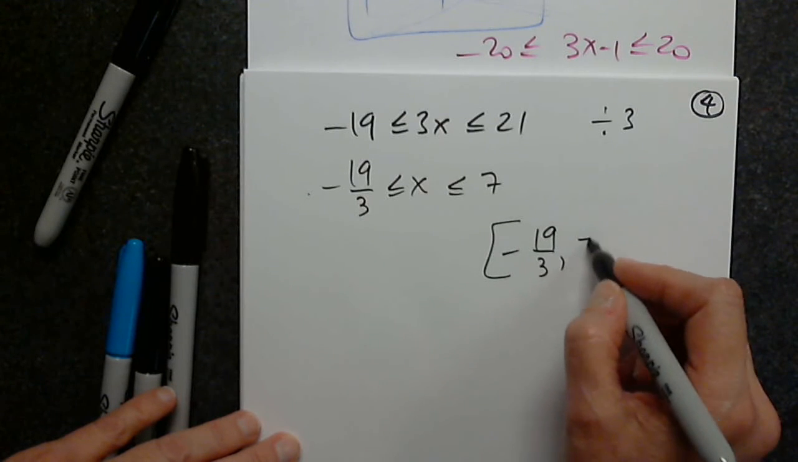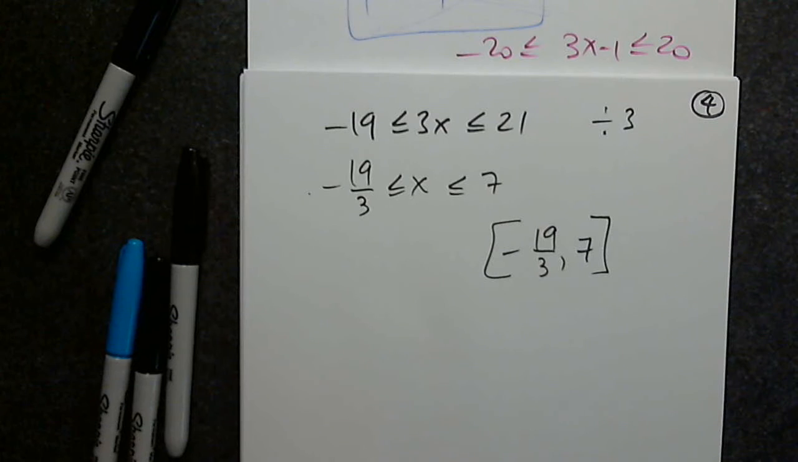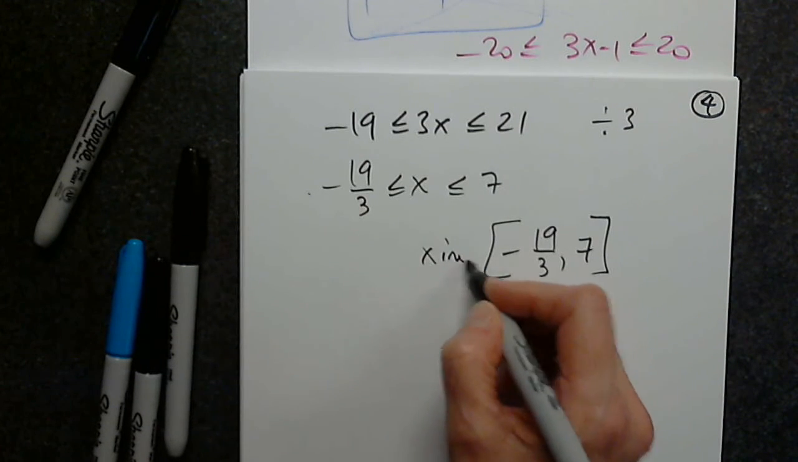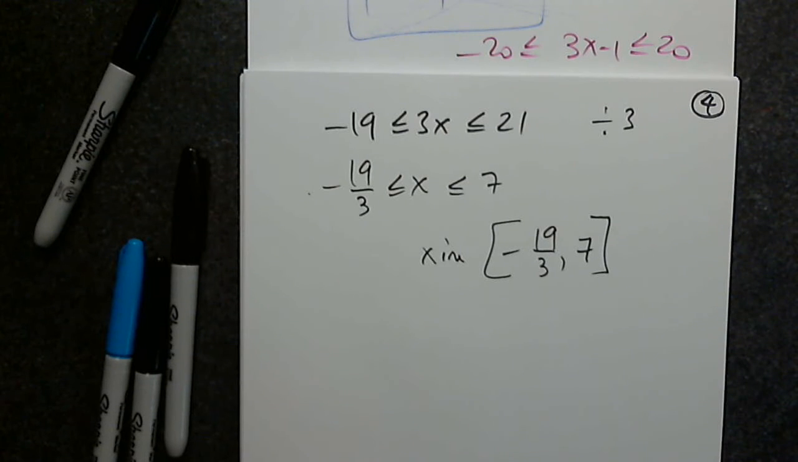I don't have to intersect. It's already intersected for us. If you want to put x is found in, fine. If you don't, it's fine. It's okay. Any questions? Any questions?